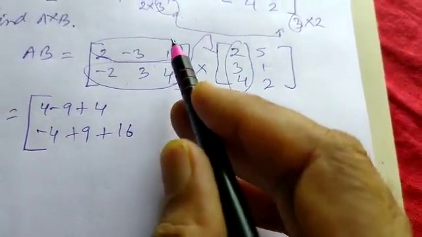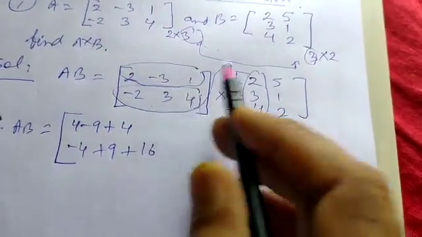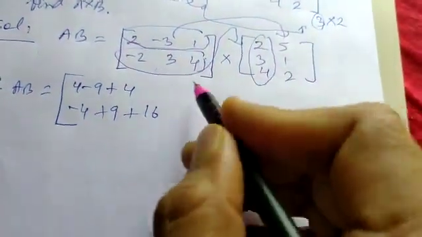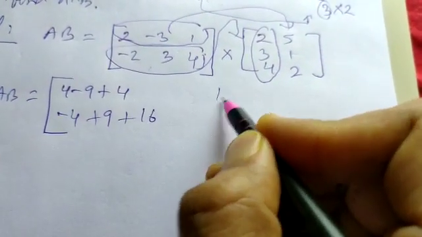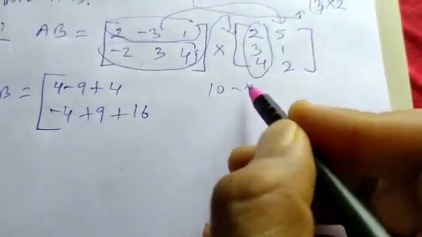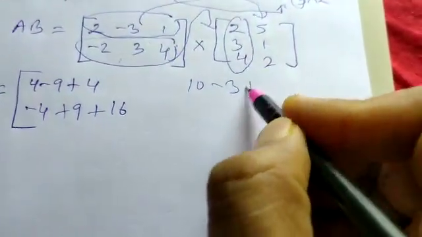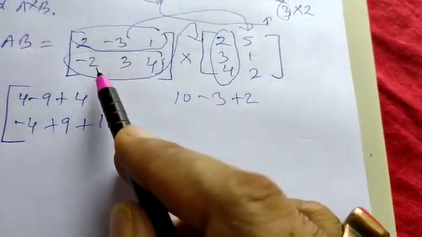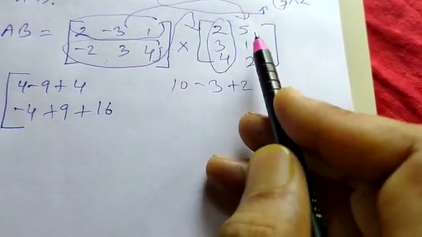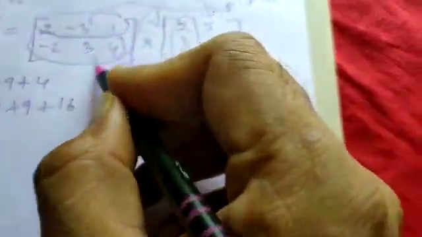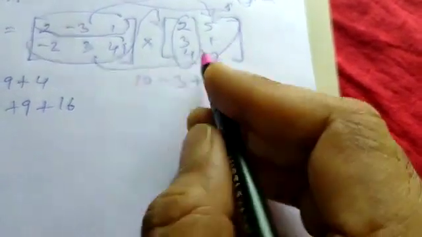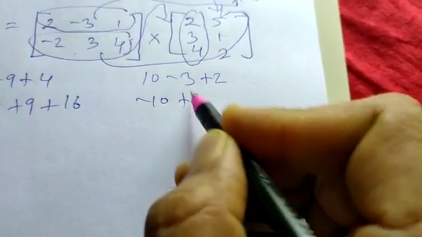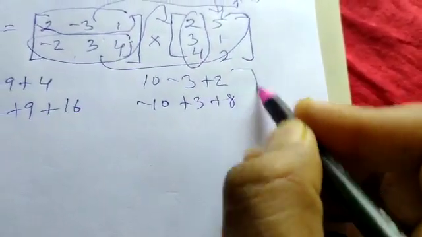Similarly, now we will multiply elements of R1 with the elements of column 2. So 2 into 5, that is 10, minus 3 into 1, minus 3, 1 into 2, plus 2. Now for the second element of column 2, multiply the elements of R2 with the elements of column 2. So minus 2 into 5, that is minus 10. 3 into 1, so plus 3. 4 into 2, plus 8.